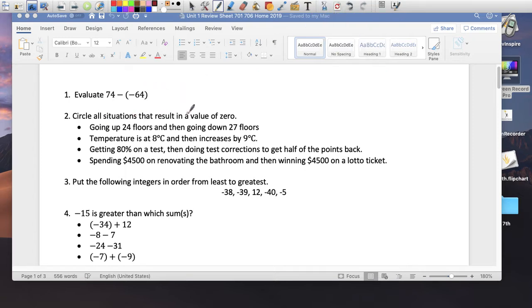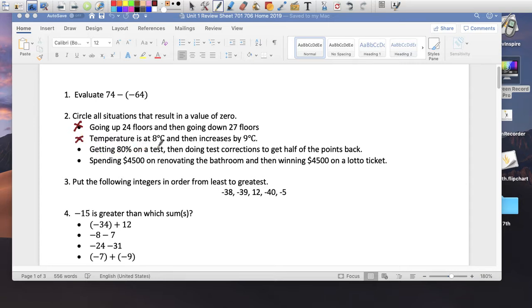Circle all the situations that result in a value of 0. So if you go up 24 floors and then you go down 27 floors, are you on the ground floor? No, so that doesn't work out. The temperature is 8 and then increases by 9. So if you're at 8 and it increases by 9, you're going to be at 17. It's not going to result in 0.